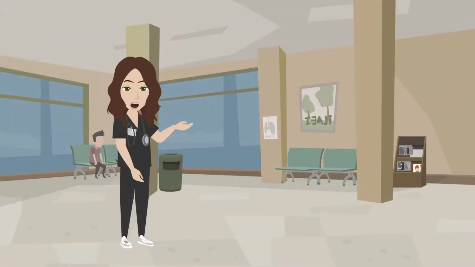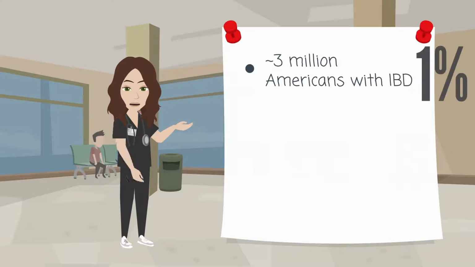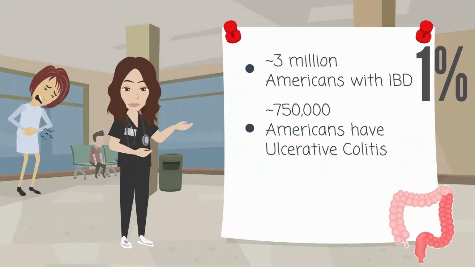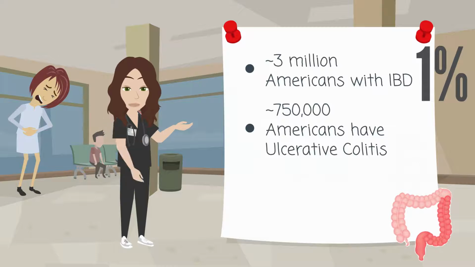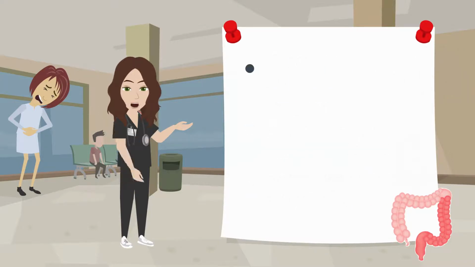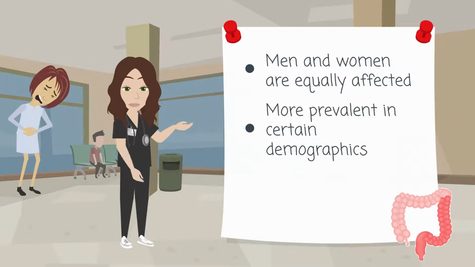It is estimated that approximately 3 million Americans have IBD, which is about 1.3% of the population, of which approximately 750,000 people are said to have ulcerative colitis. The typical age of onset of ulcerative colitis is between 15 and 35 years old, with most being diagnosed before the age of 30. The female and male populations seem to be equally affected. However, ulcerative colitis is seen more commonly in certain demographics, such as those of Ashkenazi Jewish descent.